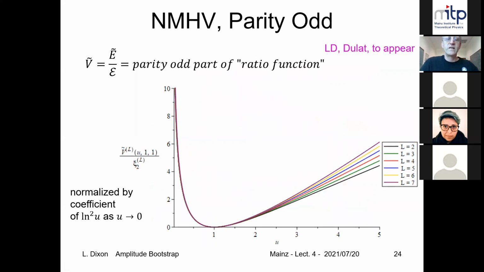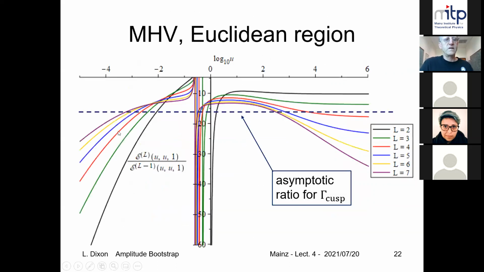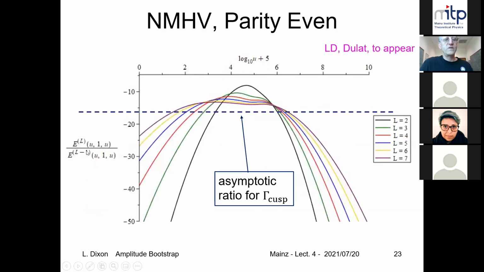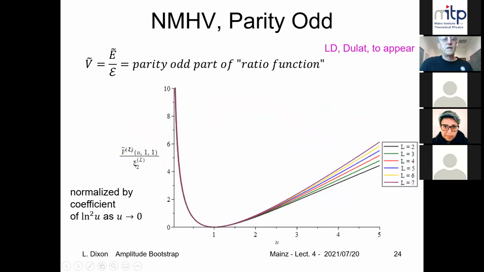We also can look at NMHV parity odd. In this case, we plotted the ratio function, which is defined as the ratio of NMHV over MHV. And in this case, the parity odd part is denoted with a tilde. This guy is vanishing on the previous line, (u,u,1). This line, by the way, is a permutation of (u,u,1), just to illustrate a different region. And this one vanishes on (u,u,1). So we go to another line, which also has this nice HPL property, (u,1,1).